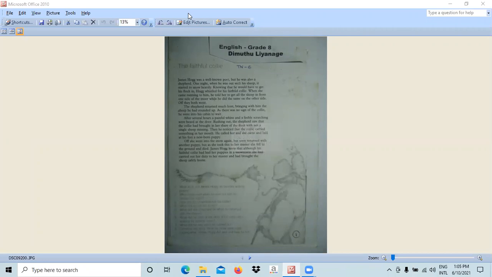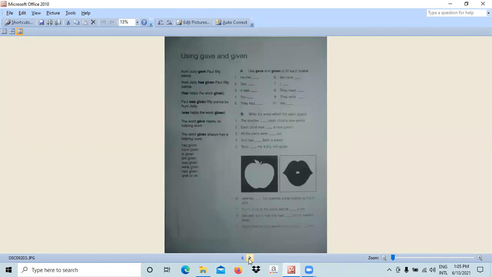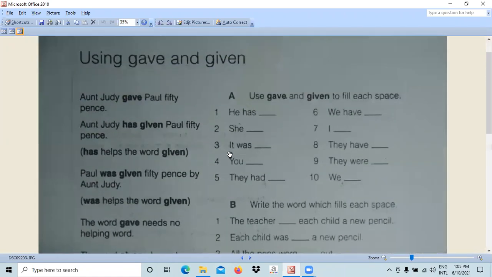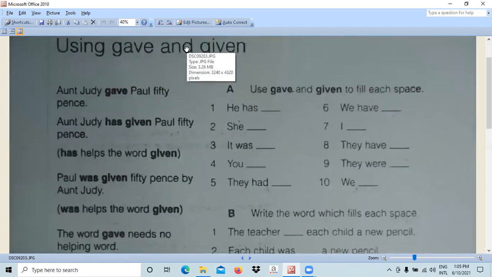We're going to start with the Patangamu. Starting from page number 4, we have the Patangamu. So we're having a topic called using give and given. This is something about verbs.